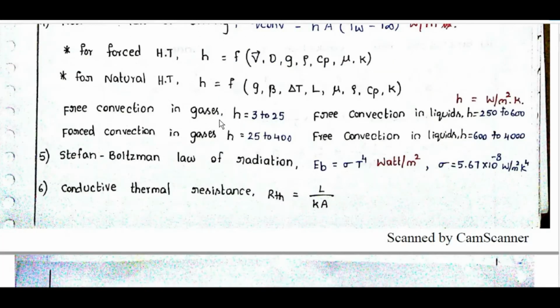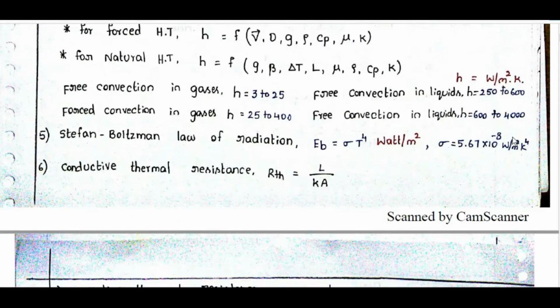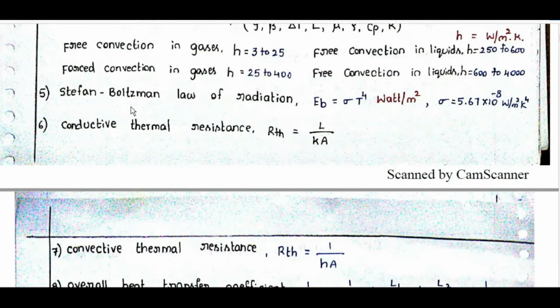Free convection in gases, h is equal to 3 to 25. Free convection in liquids, h is equal to 250 to 600. In liquids it is more. Forced convection in gases, h is equal to 25 to 400. Forced convection in liquids, h is equal to 600 to 4000 watt per meter square Kelvin.